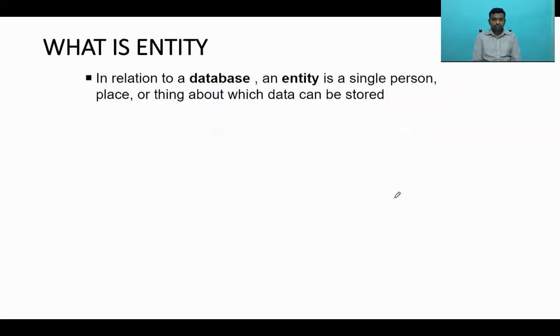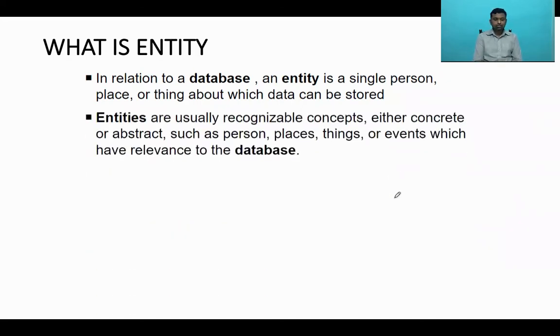In a relational database, an entity is a single person, place, or thing, or whatever we are going to say. For example, employee, student, person, all these things are called entities. They are going to have some attributes that we'll see in detail. These entities are usually recognizable concepts, either concrete or abstract, such as person, place, thing, or event, which are relevant to the database. As I said already, employee, person, student, account holder, customer, all these are entities.